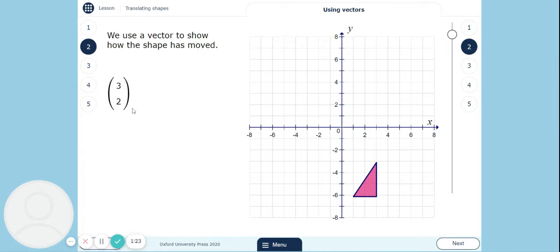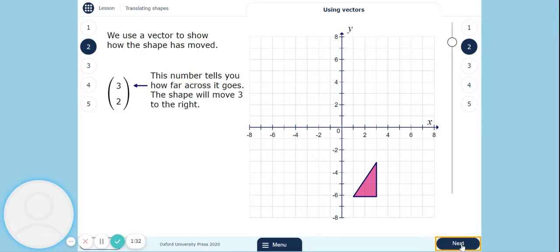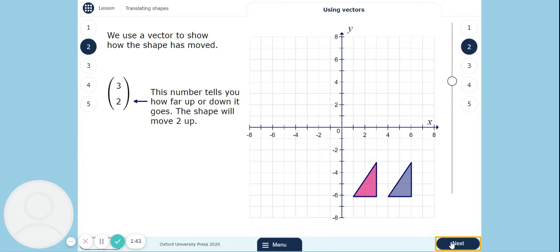So this is a vector. It's like brackets with numbers written above each other, and each number's got some meaning. So the top number will tell you how far right it's moved. So this vector will move it 3 right. And this next number will tell you how far up it moves. So the 2 tells you it moves 2 up. And then this shape here has been translated according to this vector here.